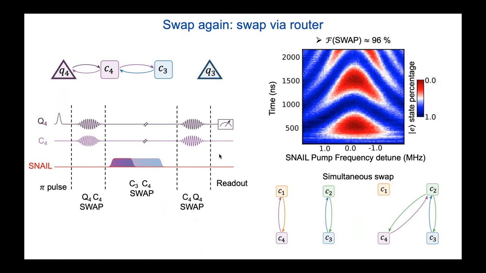Moreover, like I said before, you can do simultaneous swaps, which means you can swap two pairs of the communication qubits simultaneously. And even more awesome is that you can swap from one end to the other simultaneously to generate multi-qubit states. Okay, that's basically all the things we need to operate this modular quantum computer.